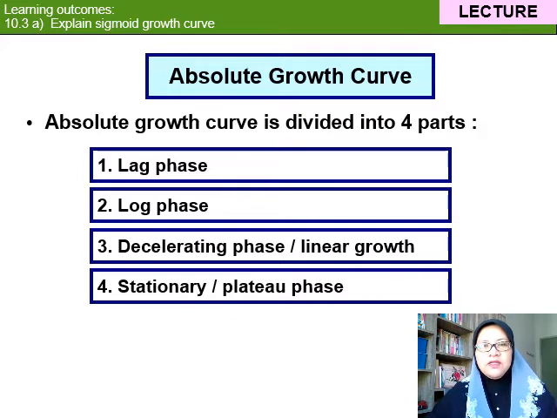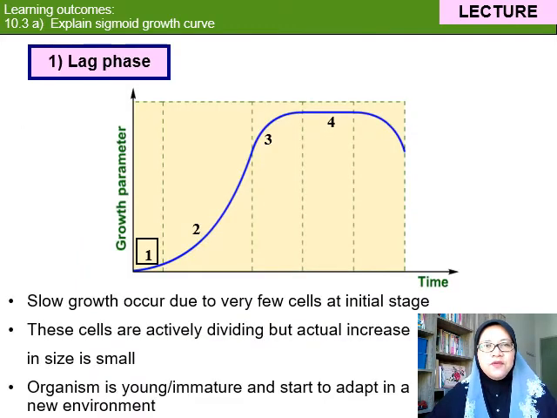Absolute growth curve is divided into four parts or four phases. The first one is the lag phase, second, the log phase, third, the decelerating phase or linear growth, and fourth, the stationary or plateau phase. The first phase of absolute growth curve is the lag phase. Under lag phase, number 1, slow growth occurs due to very few cells at the initial stage. These cells are actively dividing but the actual increase in size is small. The organism is young or immature and starts to adapt to a new environment.